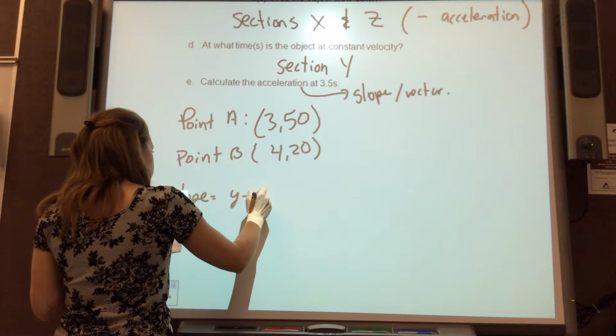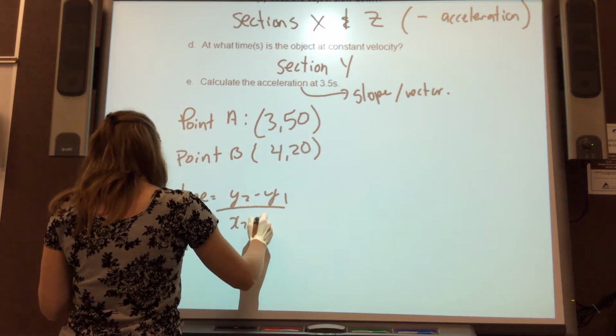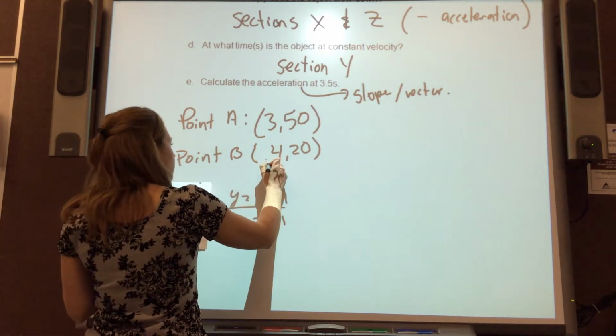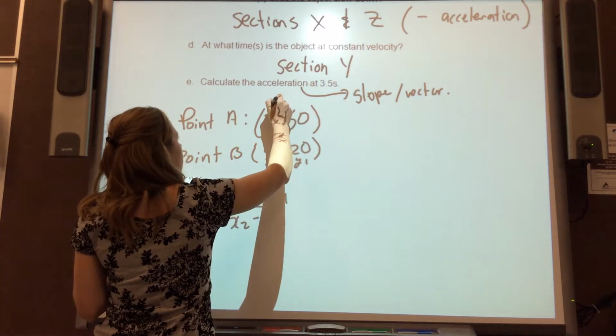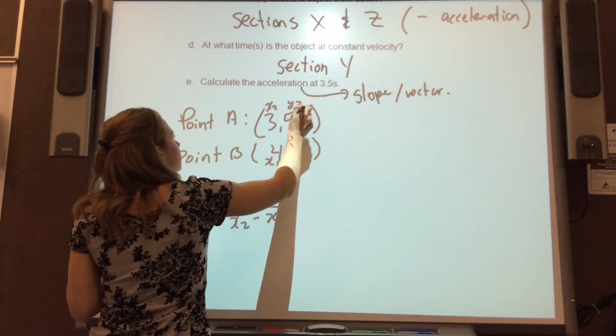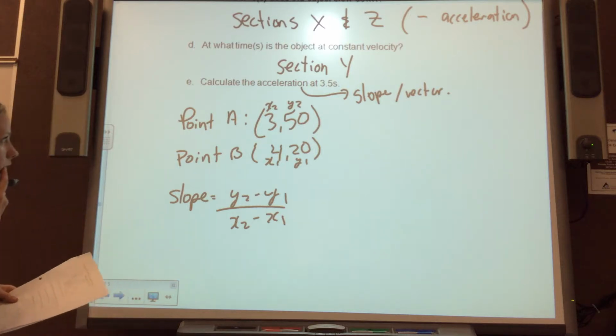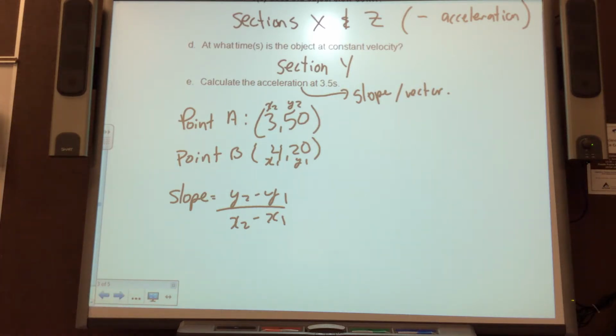Slope we know is y2 minus y1 over x2 minus x1. So point B will be our x1 and our y1, and point A will be our x2, y2. How do you tell what to label like X2, Y2, X1? Like to determine which one is which? I don't know. How are we supposed to know? Well, I'm going to find out for you.